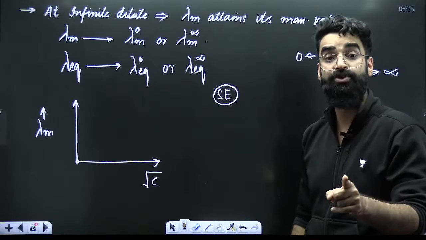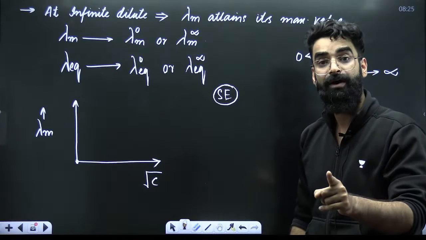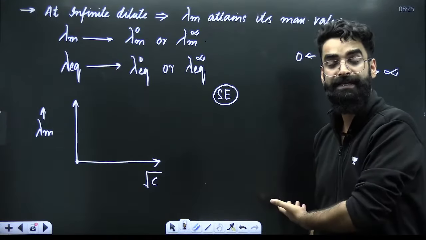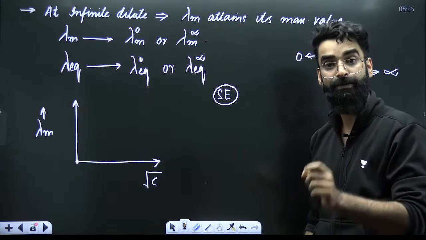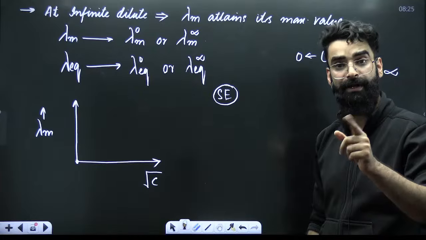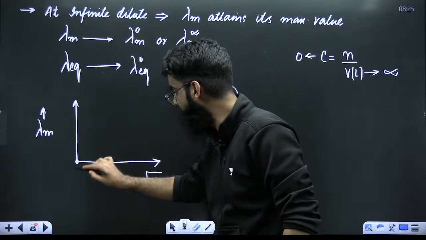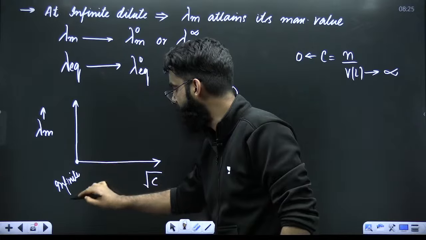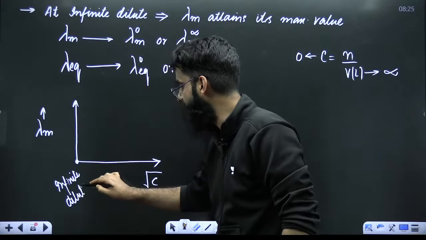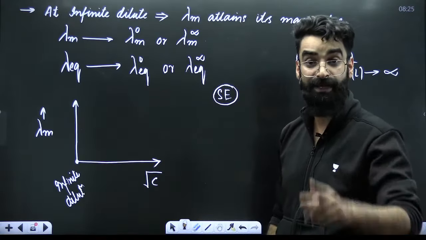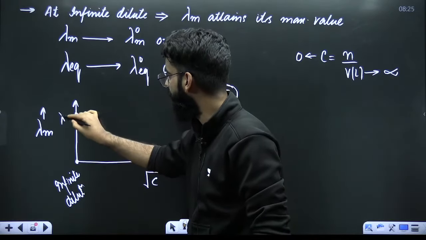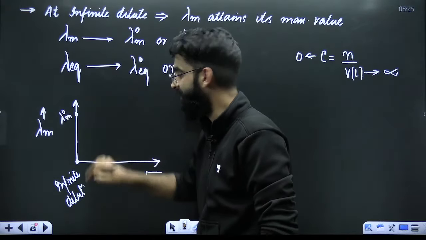At infinite dilution, the molar conductivity of the electrolytic solution attains its maximum value, and that maximum value is lambda naught m. So this point represents infinite dilution. At infinite dilution, molar conductivity attains its maximum value, which is lambda naught m. Let's assume that this point is lambda naught m.